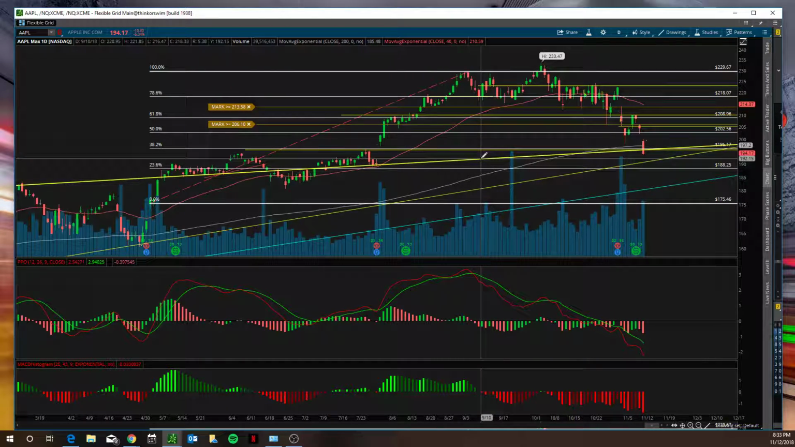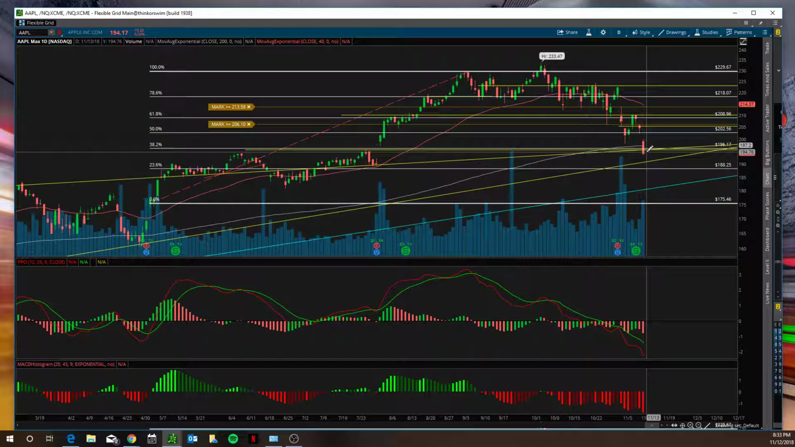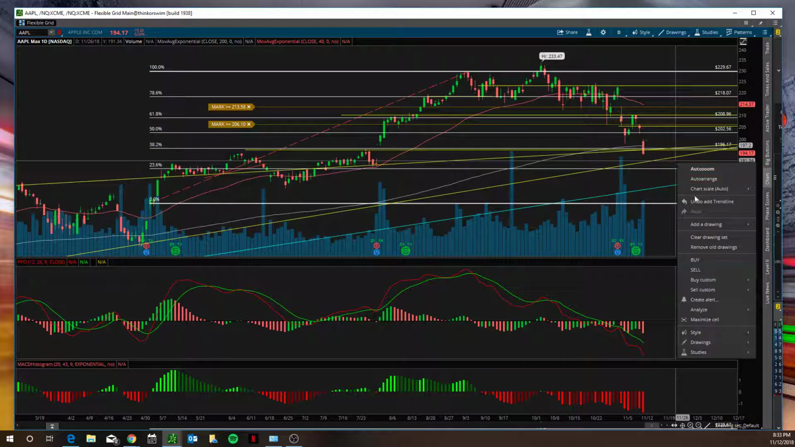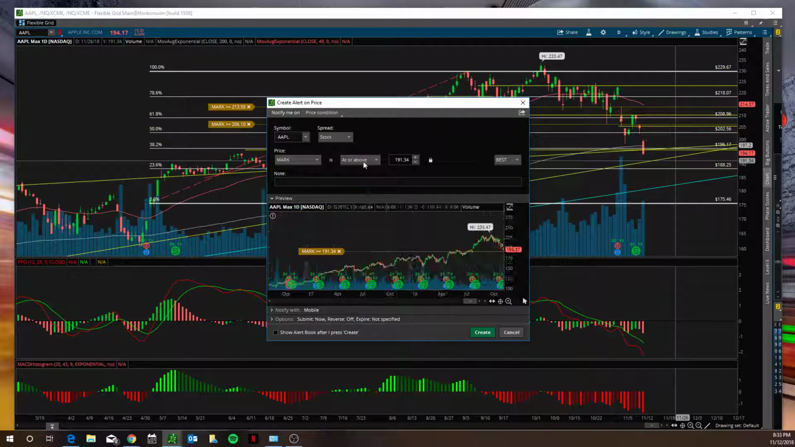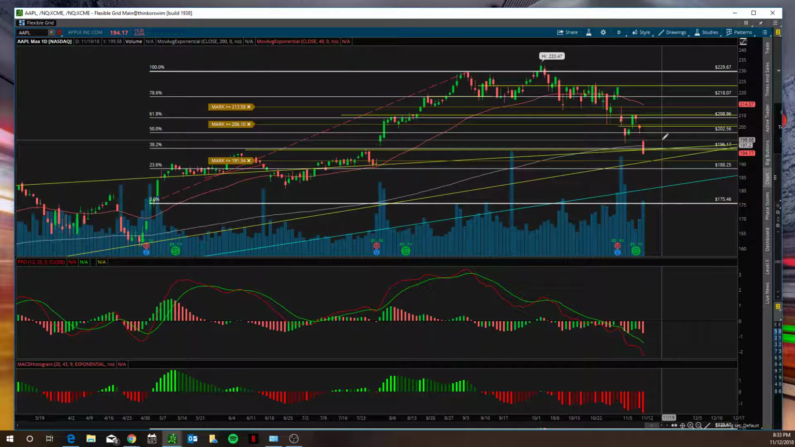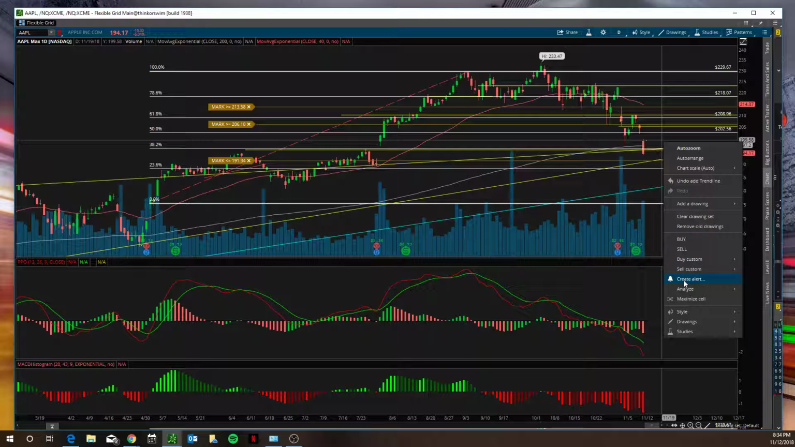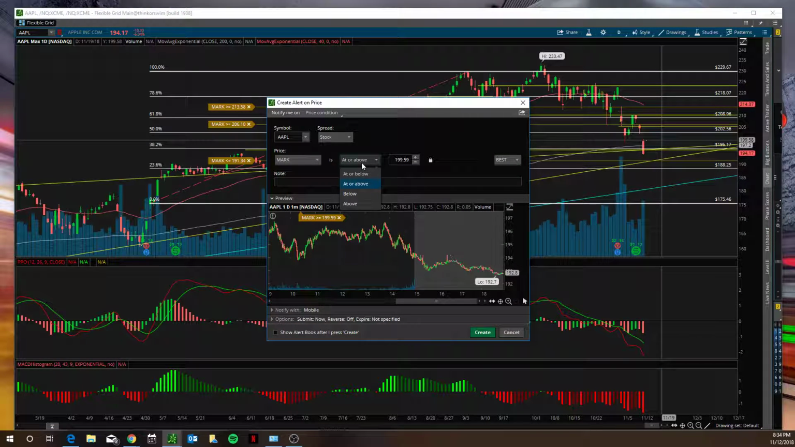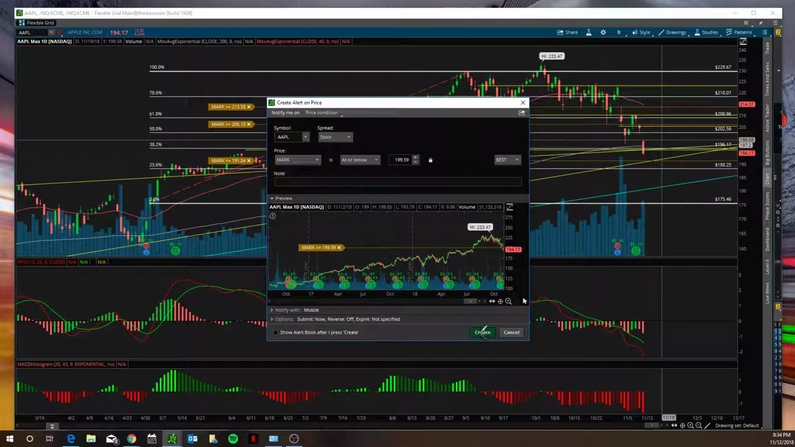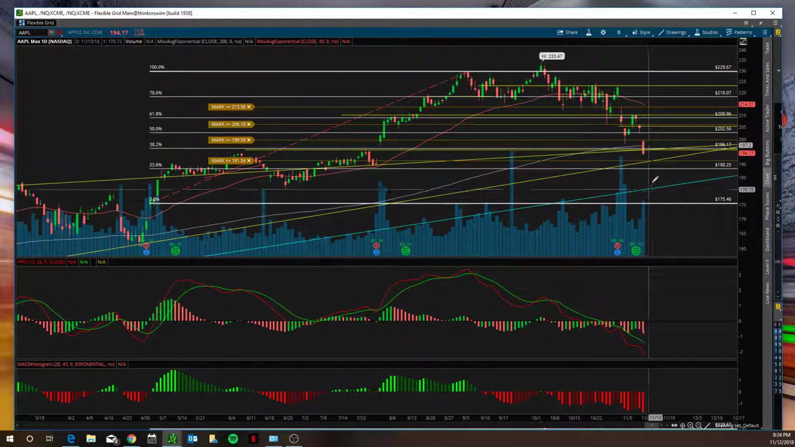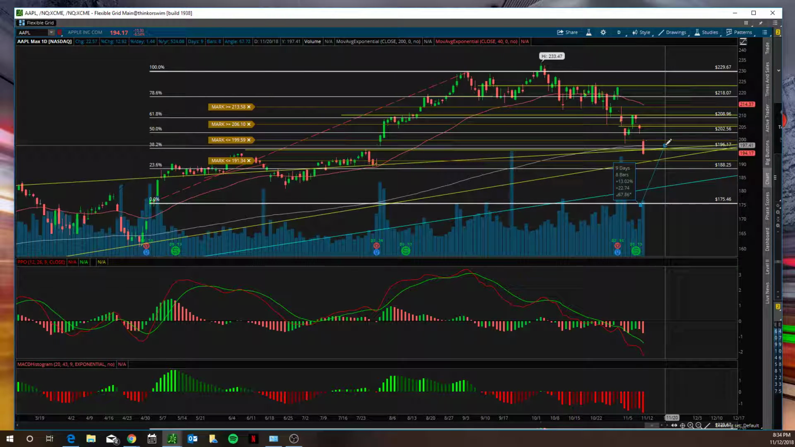But I believe it's failed this line, and I'm trying to create an alert for it. Create an alert in both directions, because anything's possible. But once it fails here, there's significantly more downside to come. So yeah, but there's Apple.